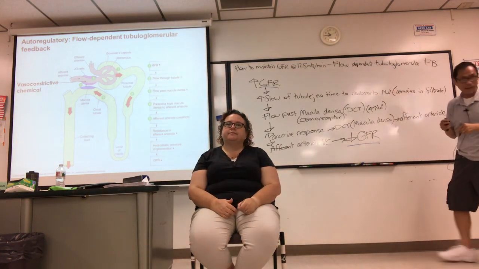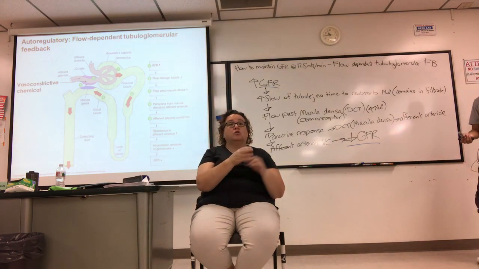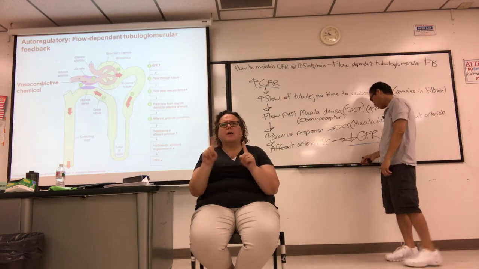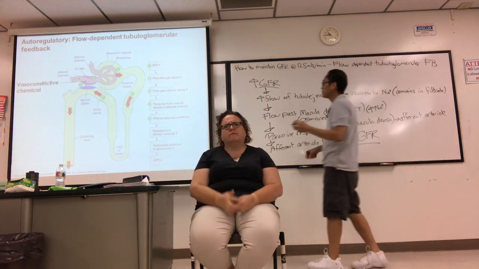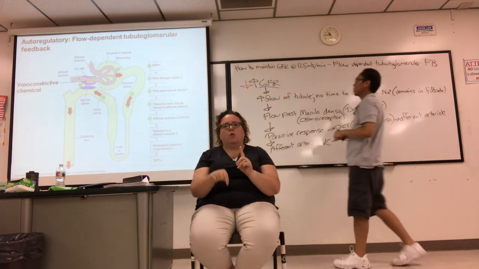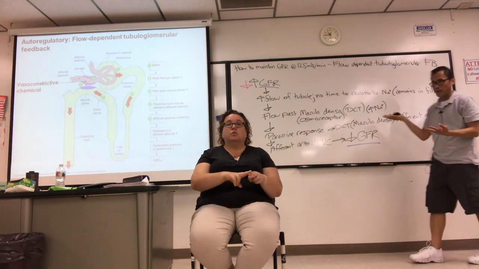So this works both ways. It works if GFR is too high. It also works if GFR is too low. Now, I don't have a figure for it, but you should be able to reason yourself through it. If GFR is too low, I'll put down arrow. Everything's in reverse. You decrease flow in the tubule.